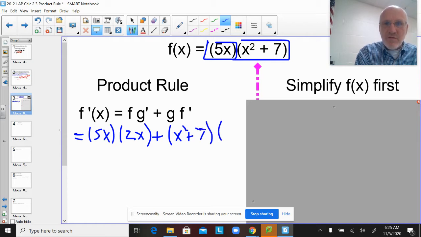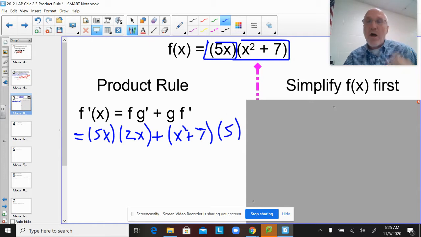Times the derivative of the first. And the derivative of 5x is just 5. So there, I used the product rule: first times the derivative of the second plus the second times the derivative of the first.